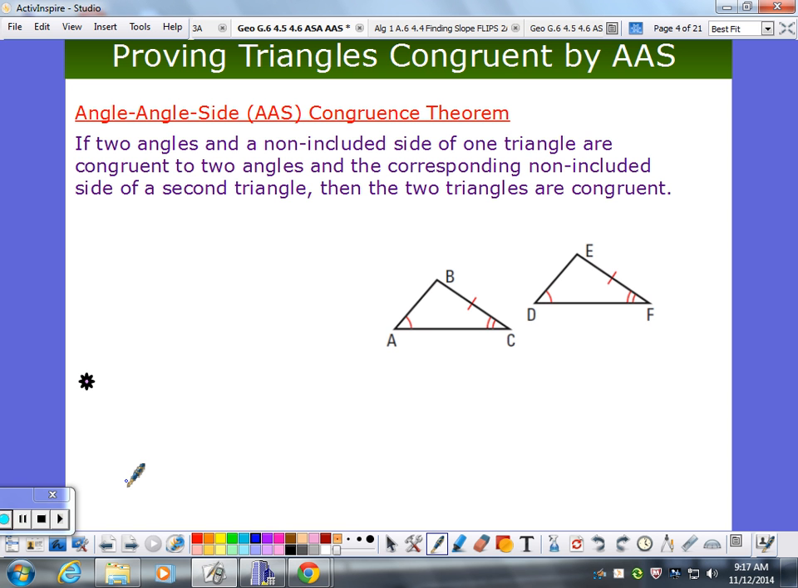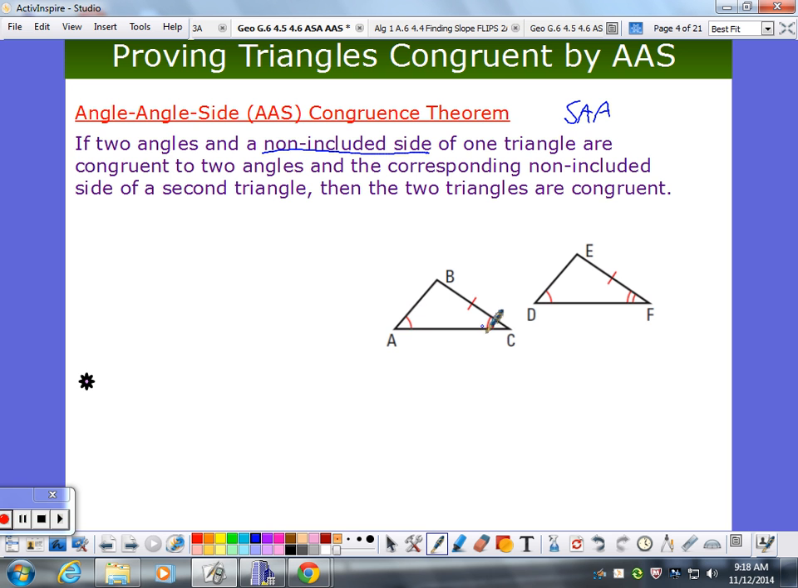The other one we have is the angle, angle, side. Calling this side, angle, angle is perfectly okay as well. You could call it either one. If two angles, and this time it's not an included side, of one triangle are congruent to two angles and the corresponding non-included side, then they're congruent.